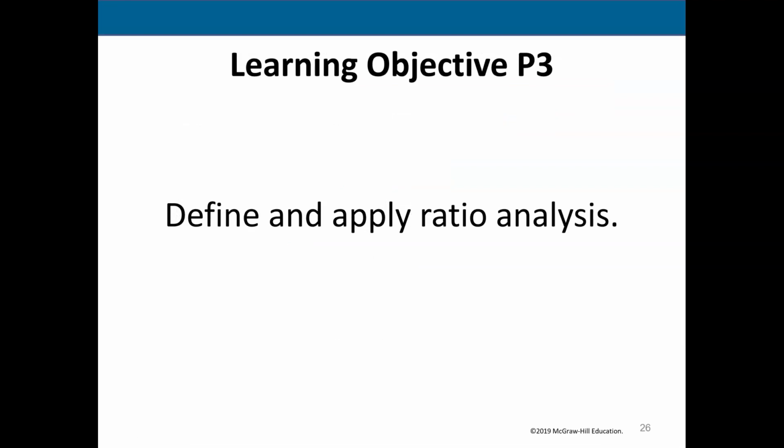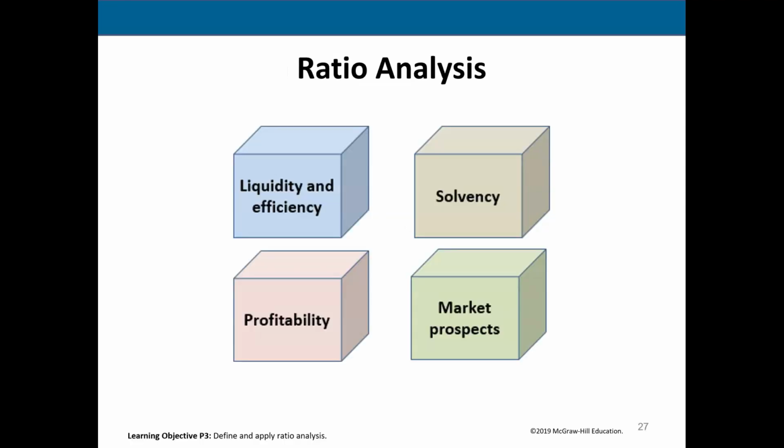Now the rest of this is going to be based on the ratio analysis, and this is what you're going to be doing for your financial statement project. There are 4 different types of ratios: liquidity and efficiency, profitability, solvency, and market prospects. Liquidity and efficiency, you're looking to see if the company has sufficient funds or equivalent current assets to pay debts when they come due. It's all about cash flow.